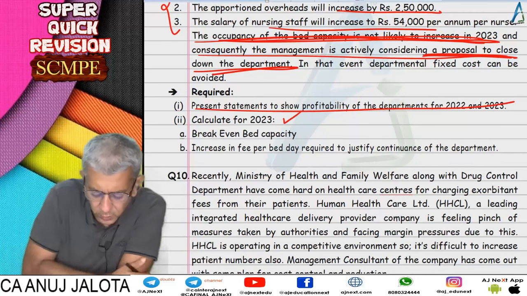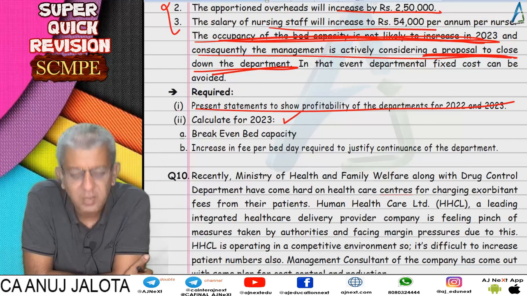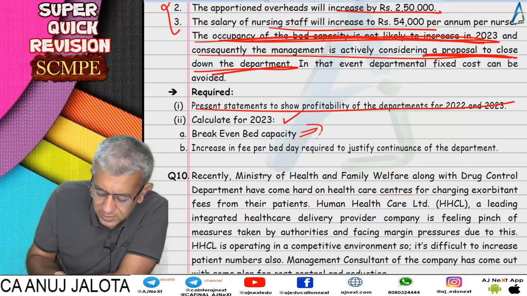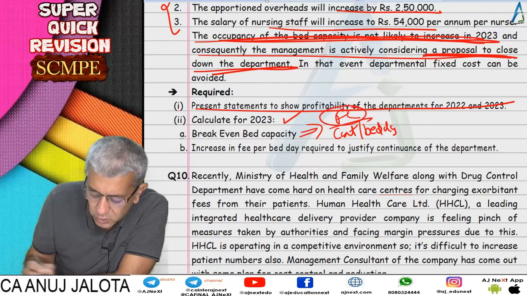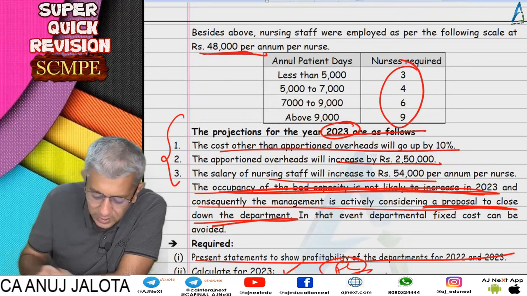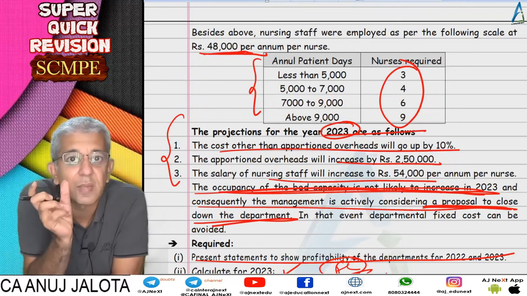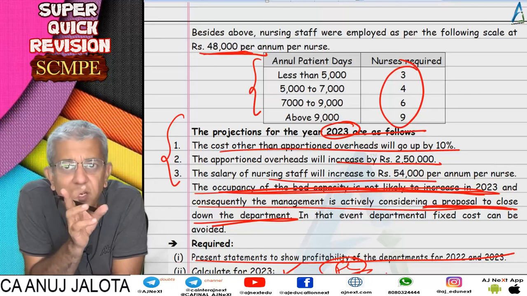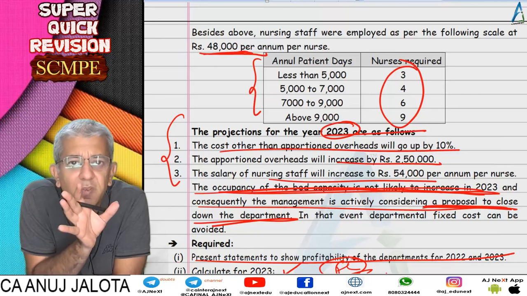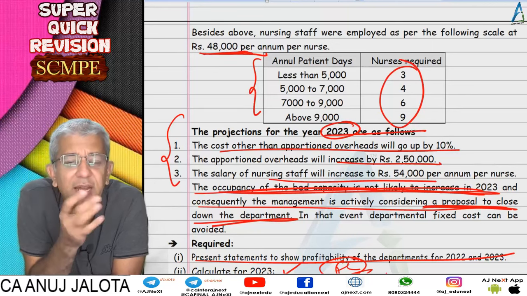Then for 2023, we have to work out the break-even bed capacity. Break-even bed capacity will be nothing but fixed cost divided by contribution per bed day. The problem was that, in fixed cost, there is nurses cost also, and nurses cost is kind of a semi-variable cost. We had done one question in chapter number 2 itself, whereby we found the break-even point whenever there are such different categories of cost.